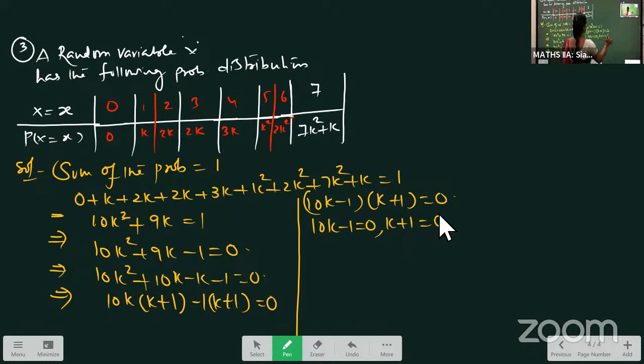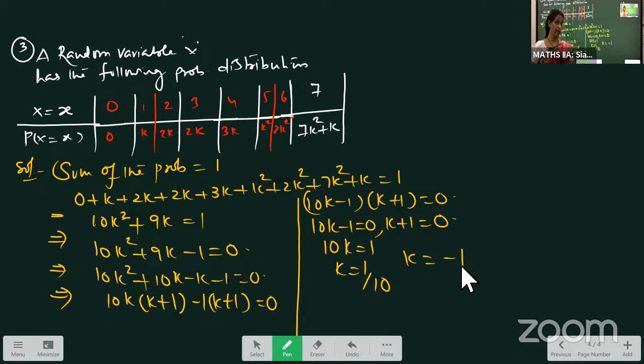Now 10K minus 1 is equal to 0, K plus 1 is equal to 0. 10K is equal to 1. Then K's value is 1 by 10, and K's other value is minus 1. But a probability is always a positive number. It cannot be negative. So that's why we have to remove that. K is equal to minus 1 to be removed, and we have to consider K is equal to 1 by 10 only. This one is only correct.